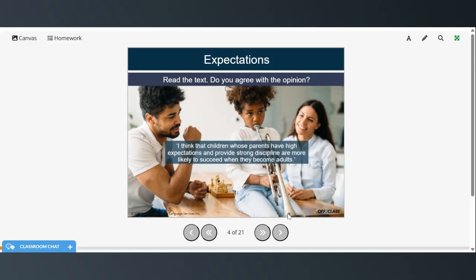So now read the text and you can put in the comments whether you agree with this opinion. I think that children whose parents have high expectations and provide strong discipline are more likely to succeed when they become adults. So just say whether you agree or disagree with that statement and why, and you can put that in the comments to generate some conversation.